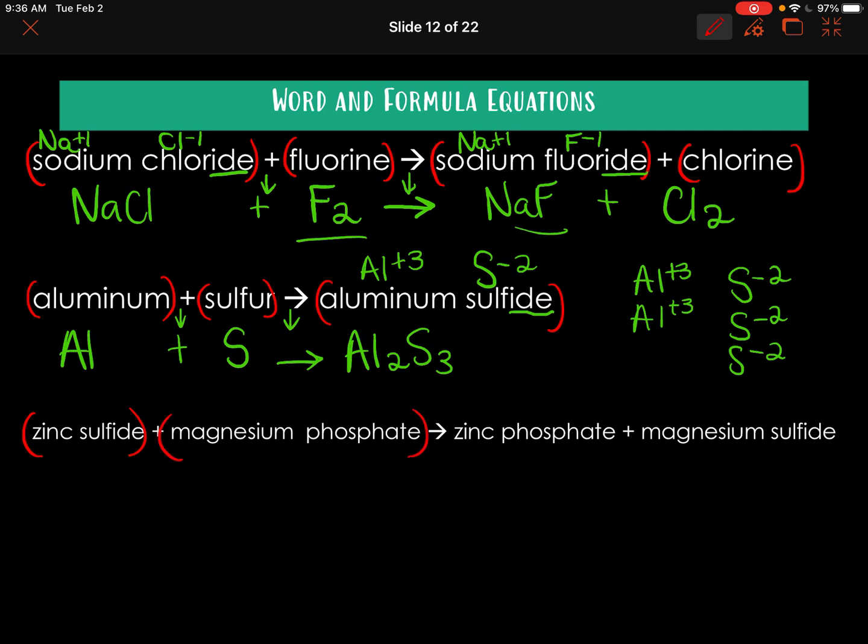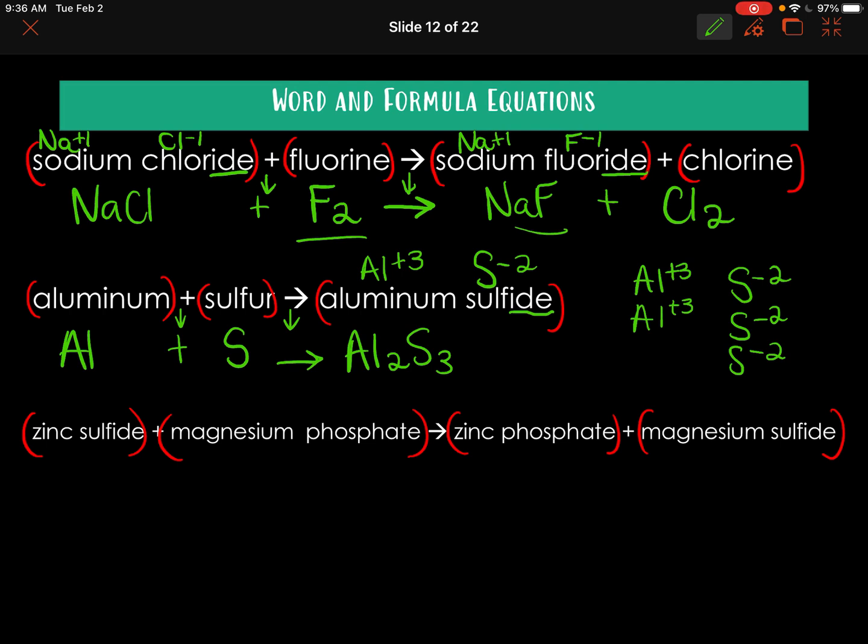Okay. Now, my last one. Zinc sulfide plus magnesium phosphate yields zinc phosphate plus magnesium sulfide. Okay, so our first compound. Looking at all of these, I see that they're all compounds. So I'll look at the beginning of each one, and I see that they either begin with zinc or magnesium, which are both metals. So all of these are ionic compounds, and I'm going to balance all the charges for these.